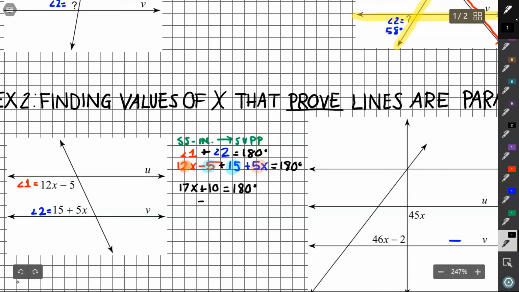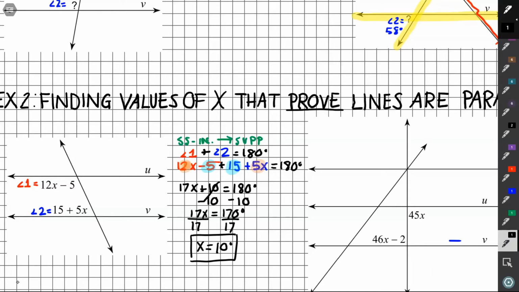I'm going to subtract 10 from both sides, which is going to leave me 17x equals 170 degrees. Divide by 17 on both sides, and x equals 10. So this means that in order for line U and line V to be parallel, x has to equal 10.